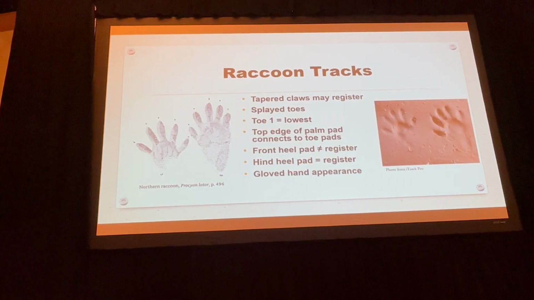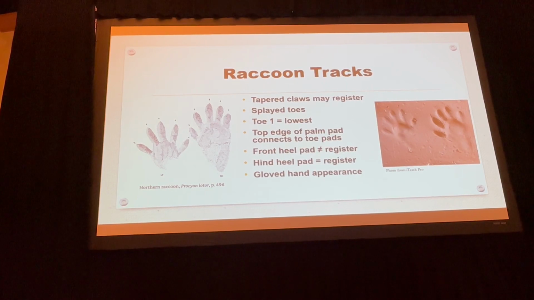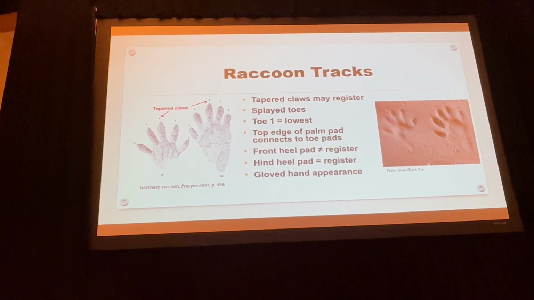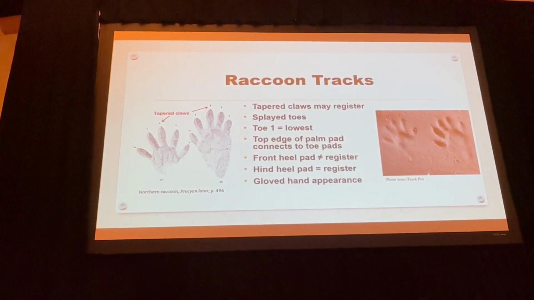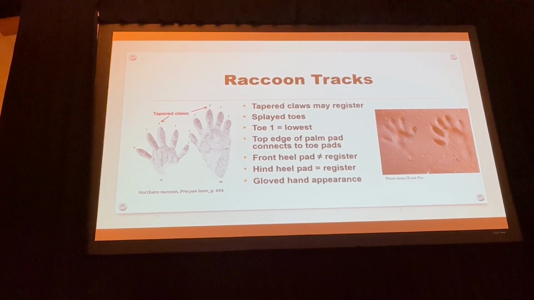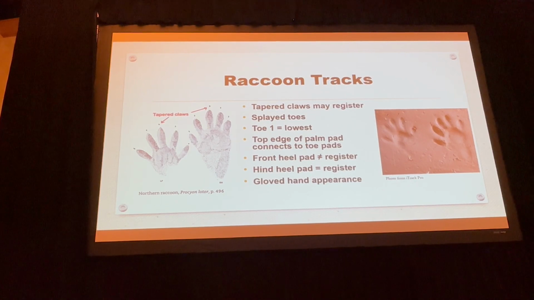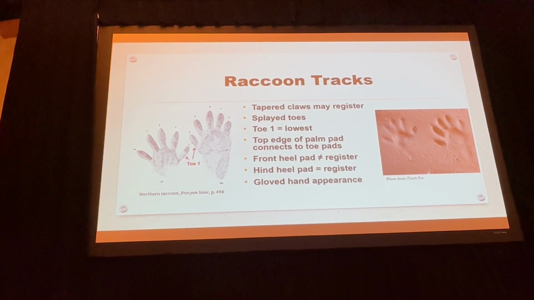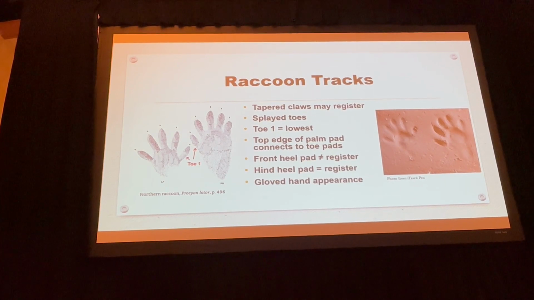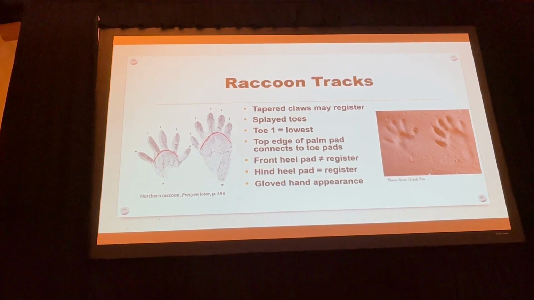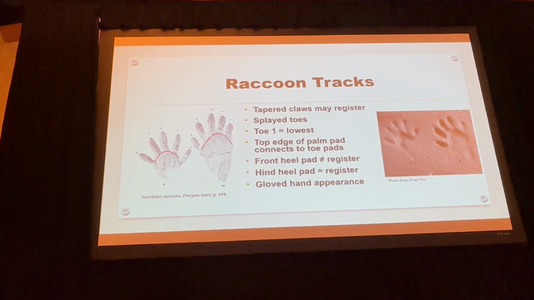Raccoon tracks look very similar to a gloved human hand. Raccoon paws have a tapered claw which may register. If they do register, they'll be closer to the toe pads than we just saw in the skunk track. Raccoon tracks show slightly splayed toes, which allow them to be very able climbers. Toe 1, again, is the lowest toe on both the front and hind tracks. The top edge of the palm pad connects to the toes on both the front and hind tracks, so there won't be any negative space between the palm and the toes.